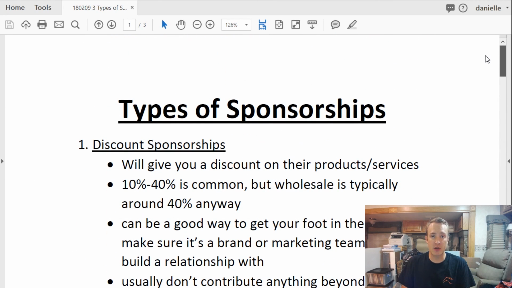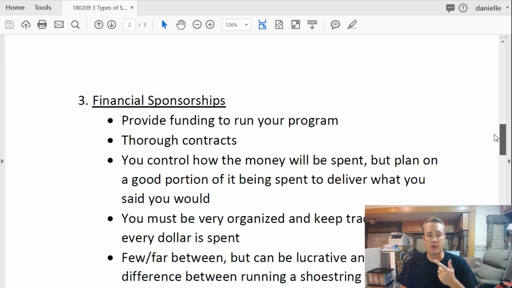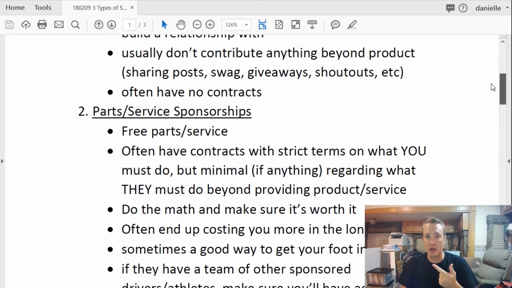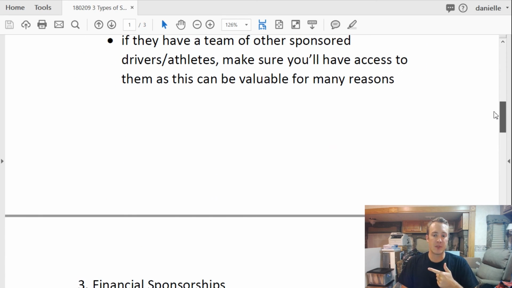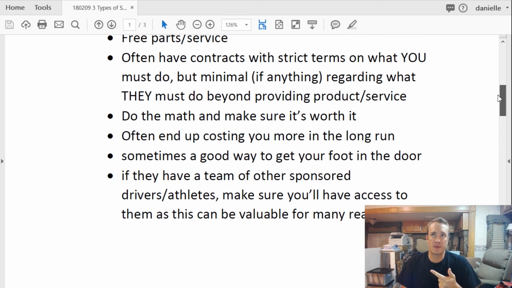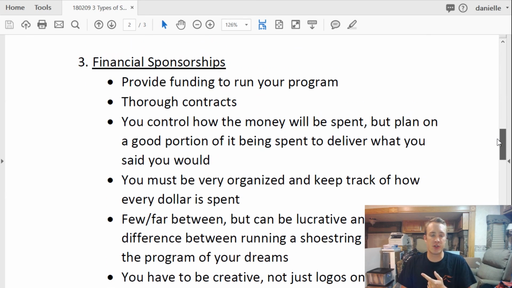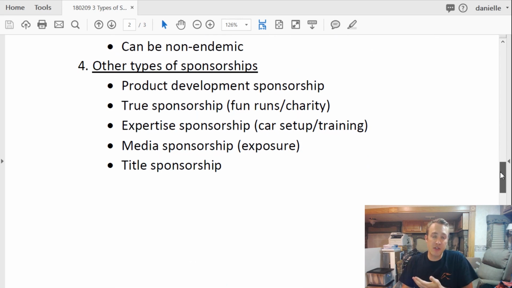Essentially, you've got discount sponsors, who'll give you discounts. You have product sponsors or service sponsors that'll give you free product and services. An example would be a tire company giving you free tires, or a local alignment shop doing free alignments for you. That's a service they provide. And then, of course, you have financial sponsorships, where they give you money to run your program. So those are the main three types of sponsorships that you'll find.